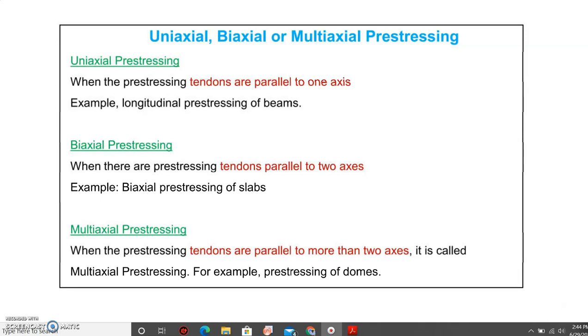Multi-axial pre-stressing. When the tendons are provided in all directions, this is known as multi-axial pre-stressing. It means that the tendons are provided in more than two axes. The best example is domes, pre-stressing of domes.